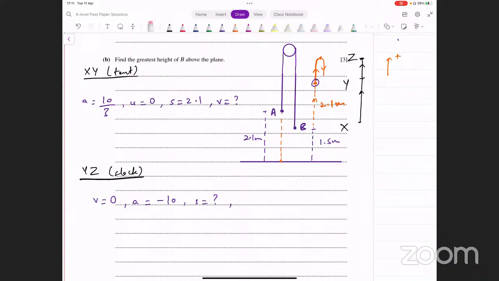So this connects them: 2as equals v square minus u square, or you can write it like this, v square equals u square plus 2as. This is how it's written in the formula sheet. V square is equal to u square, which is 0 squared, plus 2 into a, which is 10/3, into s, which is 2.1.